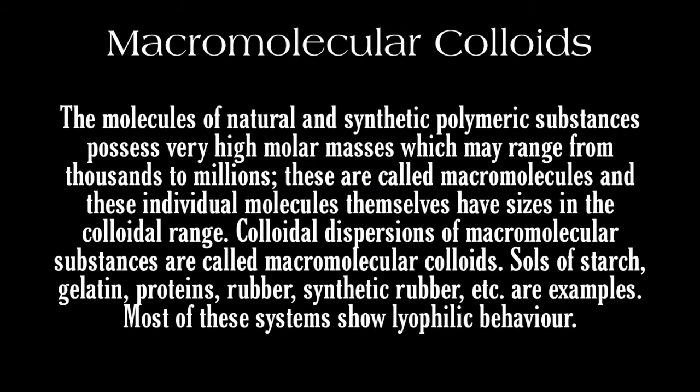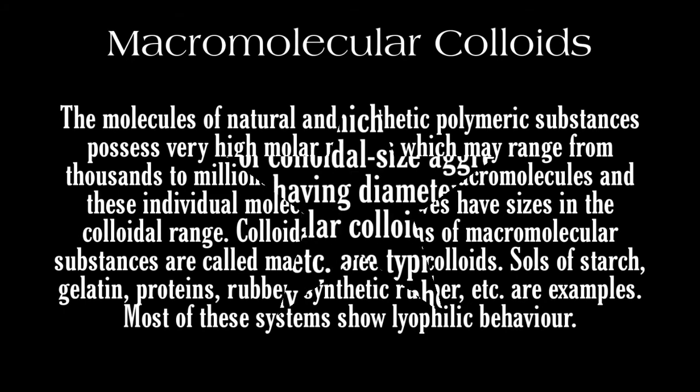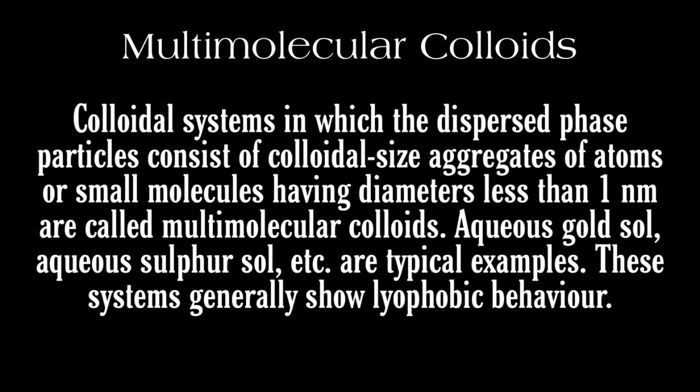First, we have macromolecular colloids. As the name suggests, the molecules of natural or synthetic polymers possess very high molar masses ranging from thousands to millions of units. In this kind of colloid, even a single molecule will be in the colloidal particle dimension. The examples are gelatin and rubber. Next, we have multimolecular colloids. They consist of colloidal sized aggregates made from groups of atoms or molecules whose size is less than a nanometer. The prominent example is an aqueous gold sol.